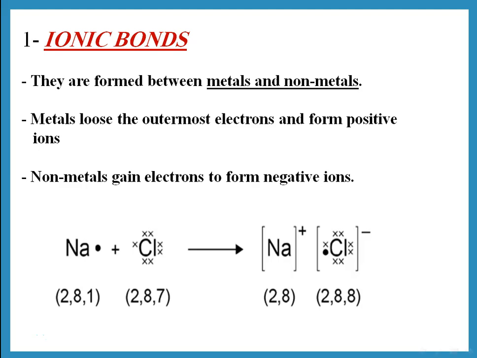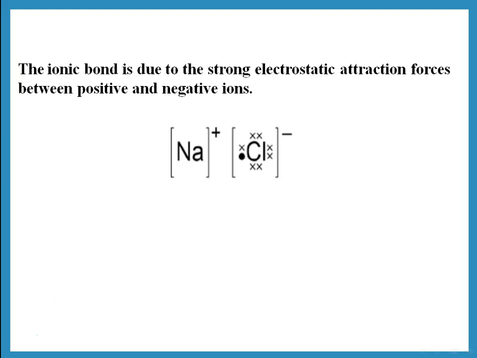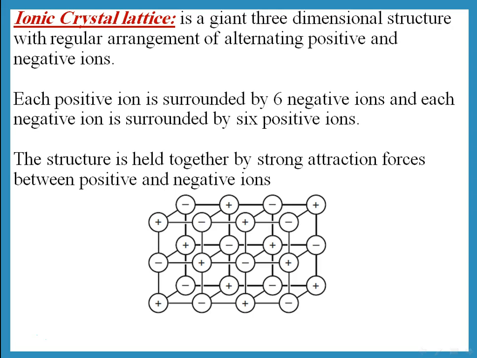So let's review what we know from O-level course, that ionic bonds are bonds formed between metals and non-metals. So how do I know if something is ionic? If I have a metal and a non-metal. The metal loses electrons and becomes a positive ion. The non-metal gains electrons and becomes a negative ion, and the ionic bond is due to the strong electrostatic attraction forces between the positive and negative ions.